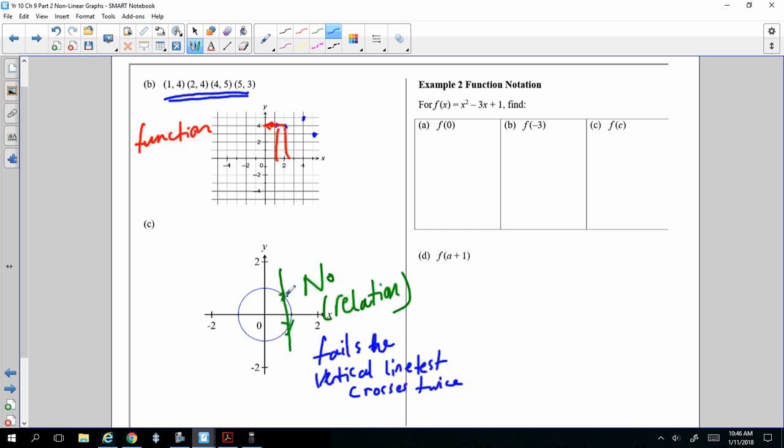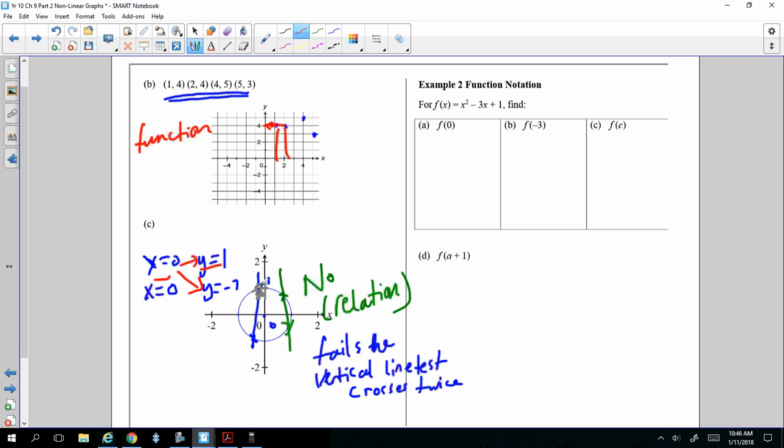See, this line crosses the graph twice, whereas these lines only cross the graph once. There are 2 points of intersection. If I draw a vertical line here, it crosses twice. Why is it not okay? Because when x is 0, y is 1, or y could be negative 1. So it's not a function because one x value gives you 2 different y values. Each x only gives you one y. That's why we have the vertical line test.